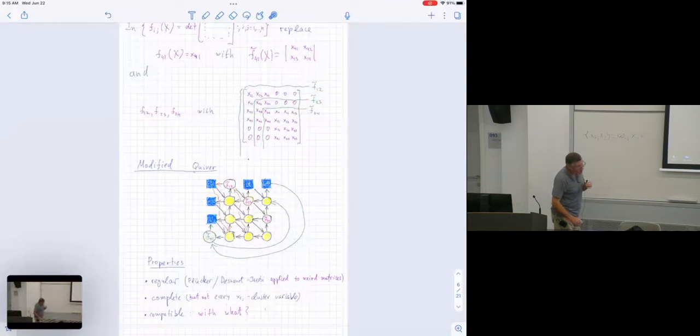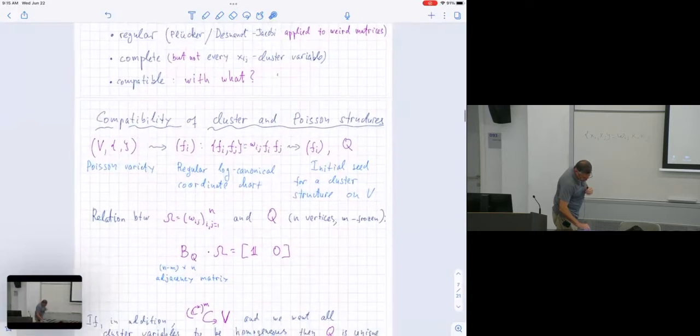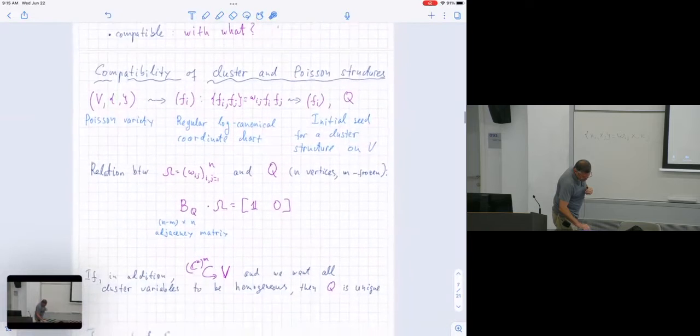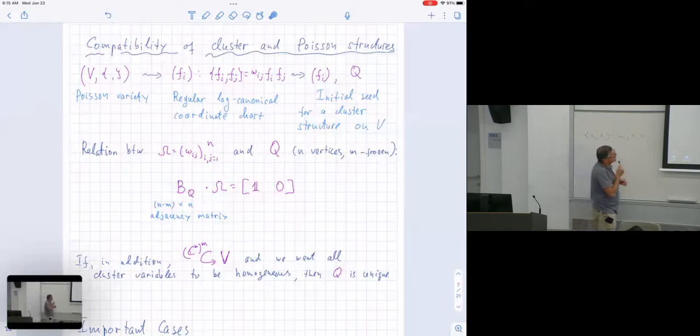Okay, so what's going on here? Of course, I am cheating a little bit. These examples were not invented just this way. We actually started with a Poisson bracket, and we wanted to look for structures compatible with something different from the standard Poisson bracket. And to talk about this, maybe I have to describe a general strategy. So let's talk about compatibility of cluster and Poisson structures. Let's go back to the general setup.